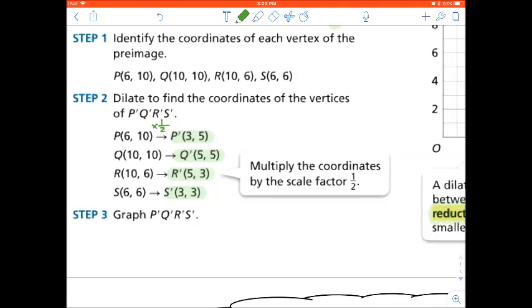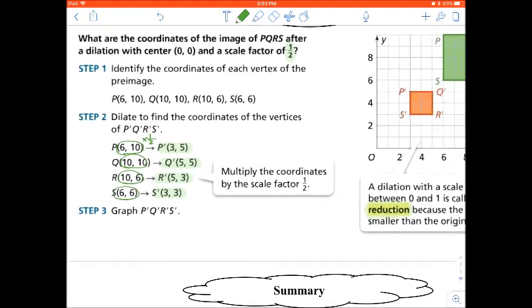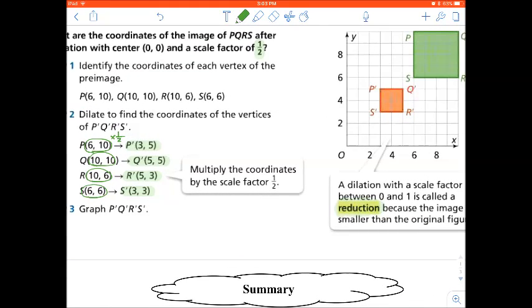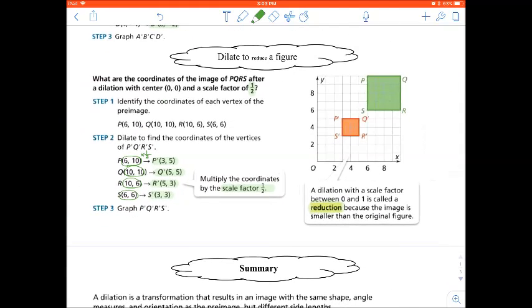Looking at the preimage points for PQRS, if we multiply every set of x, y by 1/2, we will get the image points. So 6 times 1/2, or divided by 2, is 3, 10 divided by 2 is 5. And if you look at the graph, 3, 5 is where P prime is plotted. 10, 10 becomes 5, 5. 10, 6 becomes 5, 3, dividing each of those by 2. And so just keeping in mind that you are multiplying by the scale factor of 1/2. This is a reduction. If you look at the graph, we do have that the image is closer to the origin than the pre-image.